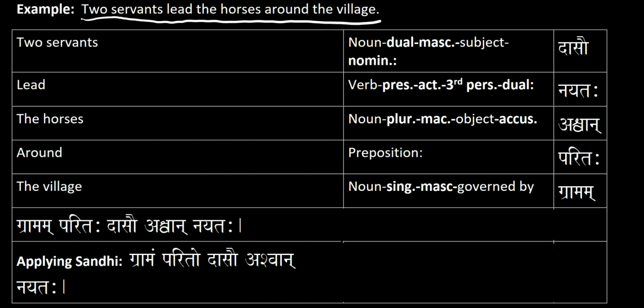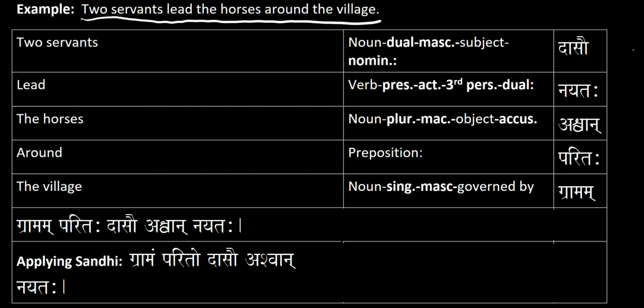For two servants, here I wrote what type of word I need to get. If it's two servants, that means I have to get a noun that is dual, a dual masculine noun, and it has to be nominative in the sentence because this is the subject that we're talking about. So my first word that I write here is dāsau, from dāsaḥ to dāsau because it's nominative dual.